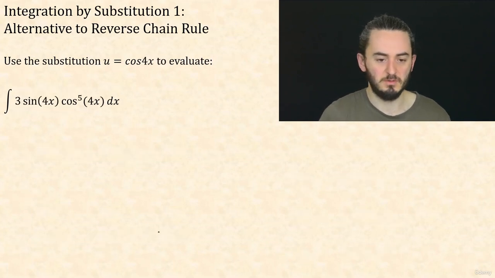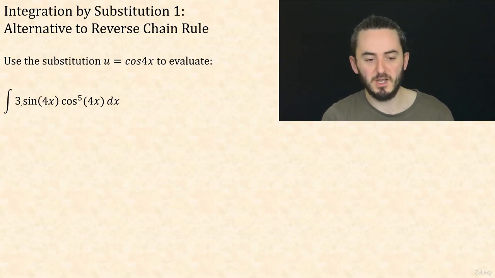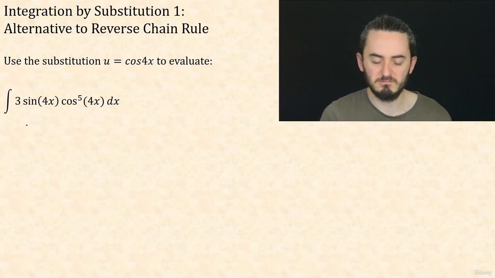Okay, one more example. Use the substitution u equals cos 4x to evaluate 3 sine 4x times cos to the 5 4x dx. So this is actually where the substitutions can be really useful, because it's really difficult to know what multiple or what the numbers are in this question, and using a substitution can just deal with that for us. So here's my substitution, u equals cos 4x.